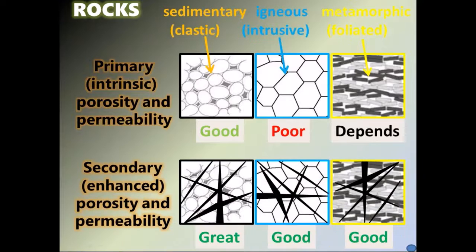The game changes though if you break these rocks up. If Mother Nature fractures them or faults them, right? Just cracks them, she cracks those rocks open. Those cracks are now open spaces, as well as the void spaces that were there before. So what was a good aquifer before is a great aquifer now. What was a poor aquifer is now a pretty good one, and the metamorphic rock, if it wasn't before, it's good now. So secondary fracturing or faulting is definitely a good way to increase porosity and permeability, which will allow those rocks to essentially absorb more water.